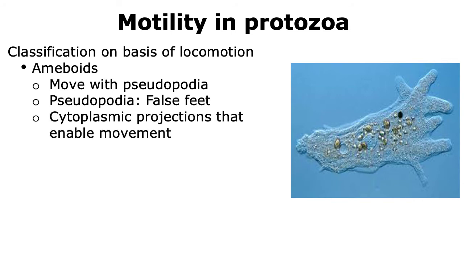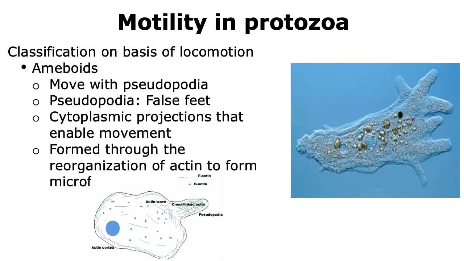They are the cytoplasmic projections that are normally formed through the reorganization of the cytoplasmic protein actin. Actin is a cytoskeletal protein that can form polymers, and the formation of this polymeric actin helps in the formation of cytoplasmic projections that are the pseudopodia.